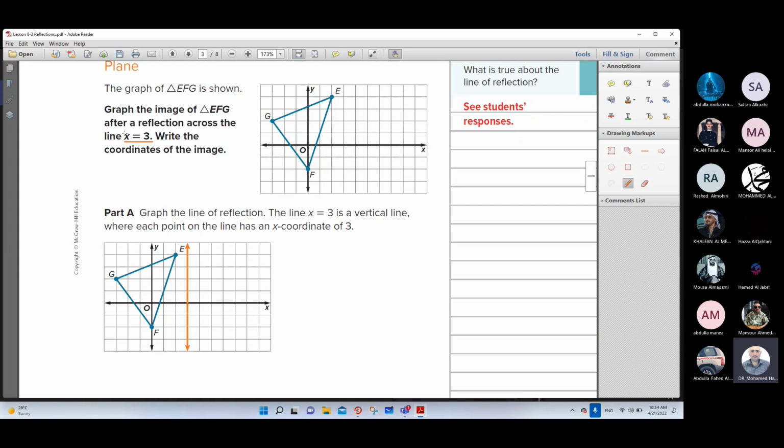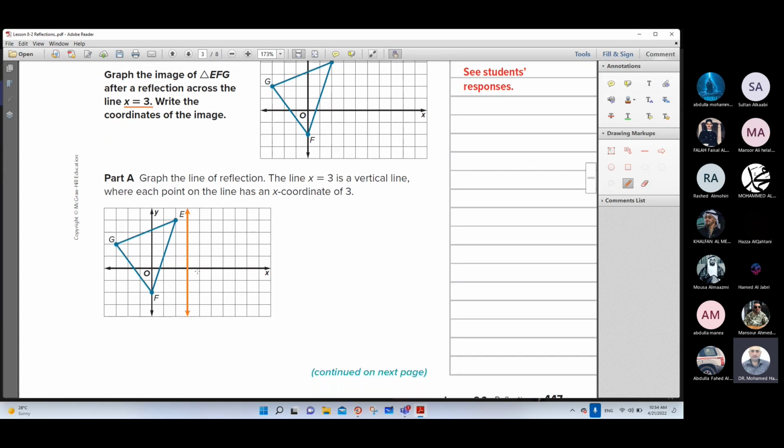So at first, draw the line x equals 3. Represent 3 here, then draw the line parallel with the y-axis. Then we want to find the reflection about this line. So we can measure the distance from E to the line, then continue the same distance. This is E prime. And here we have 1, 2, 3, 4, 5, 6 units. Count here 6 units, 1, 2, 3, 4, 5, 6. So this is here G prime.